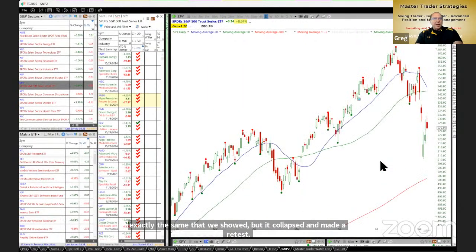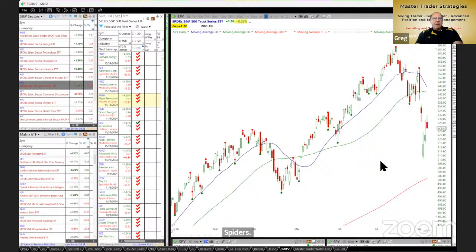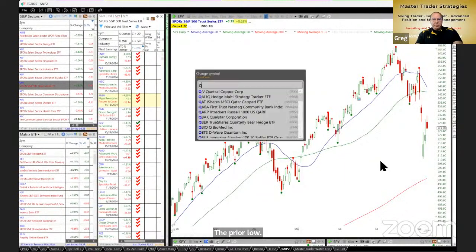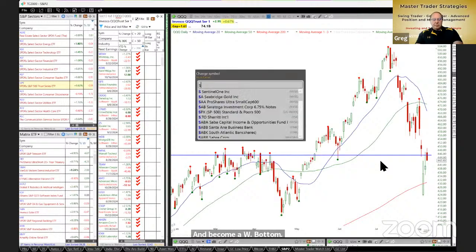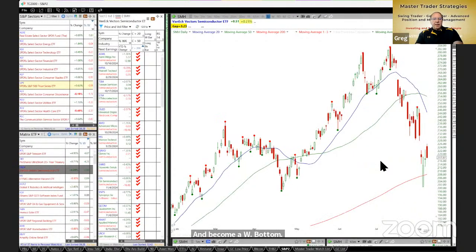Spiders. We're getting a red day today that may go down and may tag. Well, it would have to go too far down if it tagged the 200 MA, but that could go down and violate the prior low and become a W bottom. Certainly the Qs. SMH, right, that's been going down for a while. It had that exhaustion gap that created the big wide range bar.